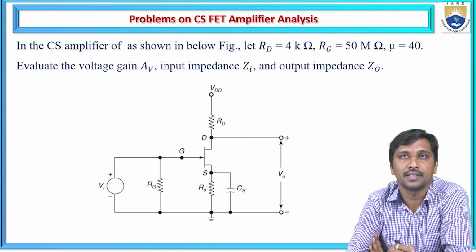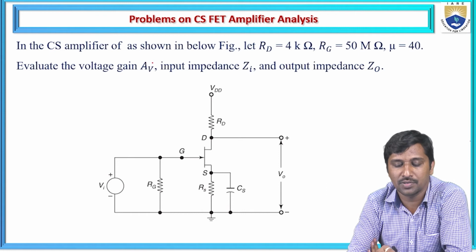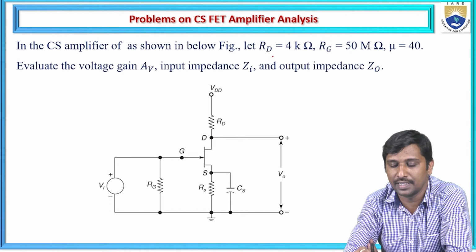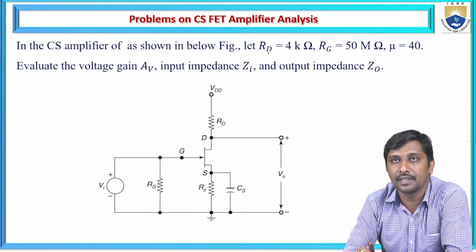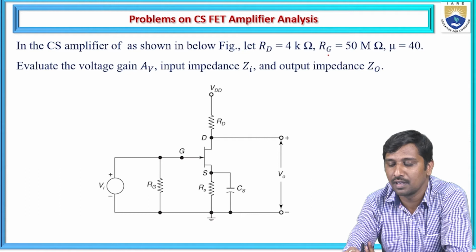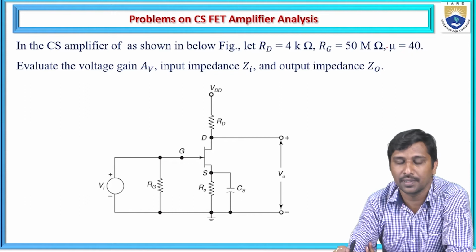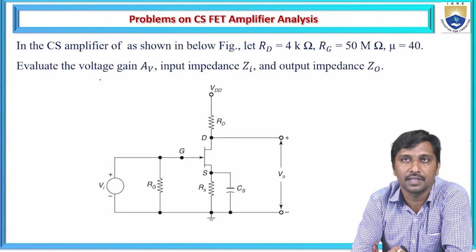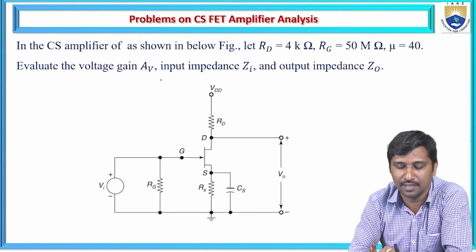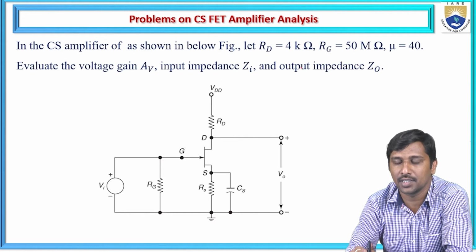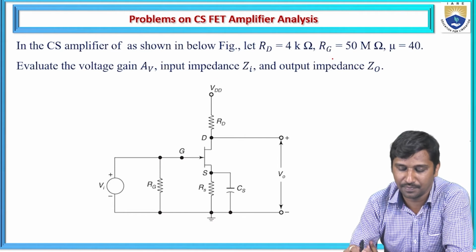Now we'll discuss another problem. In the common source amplifier shown in the figure below, let the external drain resistance, also called the load resistance, be 4 kilo ohms. The gate resistance is 50 mega ohms and the amplification factor is 40. Then calculate the voltage gain, input impedance, and output impedance.